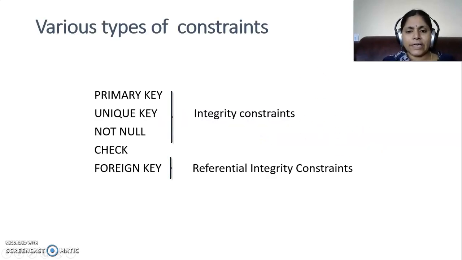So what are all the various types of constraints in SQL? I will be listing them out here: the primary key, unique key, not null, check and foreign key. The first four come under integrity constraints, and foreign key is a referential integrity constraint, because whenever we are using an SQL statement, sometimes we may apply the primary key, unique key, not null and check constraints in order to ensure the database integrity. For that reason, we may go for different types of constraints.